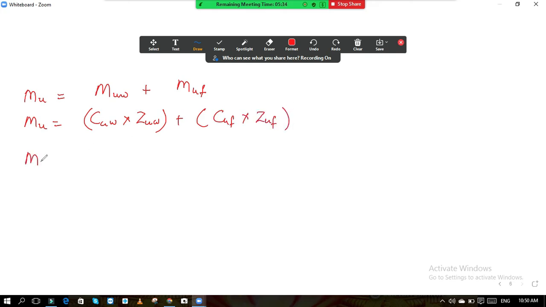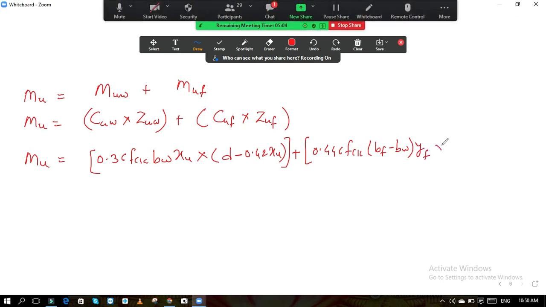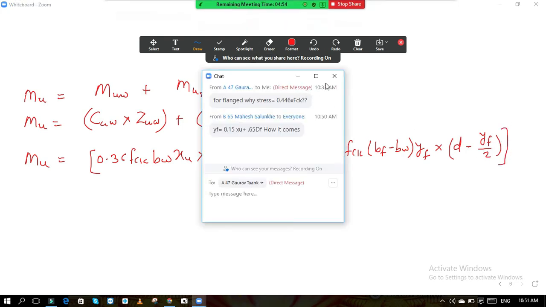So what is Mu? Mu will be Cuw, where Cuw is 0.36 fck bw into x, multiplied by Zuw, which is d minus 0.42 x. This is your first bracket, plus the second bracket: 0.446 fck (bf minus bw) into Df. Instead of Df, yf will be there, multiplied by d minus Df by 2 as the lever arm. So d minus Df by 2 is nothing but yf by 2.